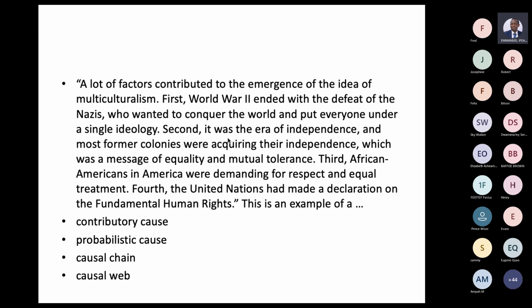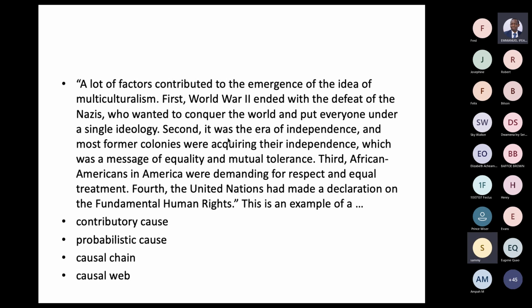A lot of factors contributed to the emergence of the idea of multiculturalism. First, World War II ended with the defeat of the Nazis, who wanted to conquer the world and put everyone under a single ideology. Second, it was the era of independence, and most former colonies were acquiring their independence, which was a message of equality and mutual tolerance. Third, African Americans in America were demanding respect and equal treatment. Fourth, the United Nations had made a declaration on fundamental human rights.